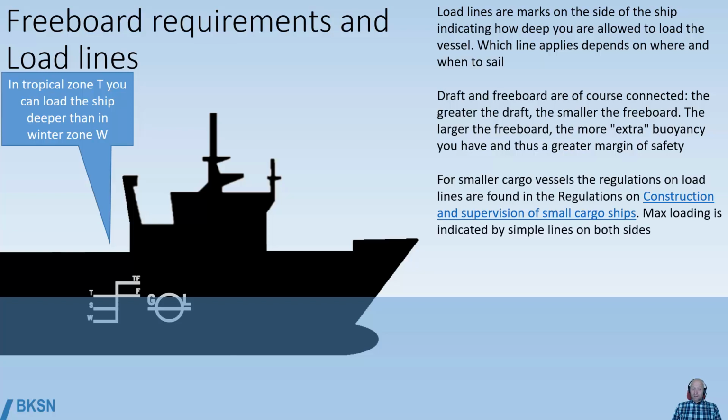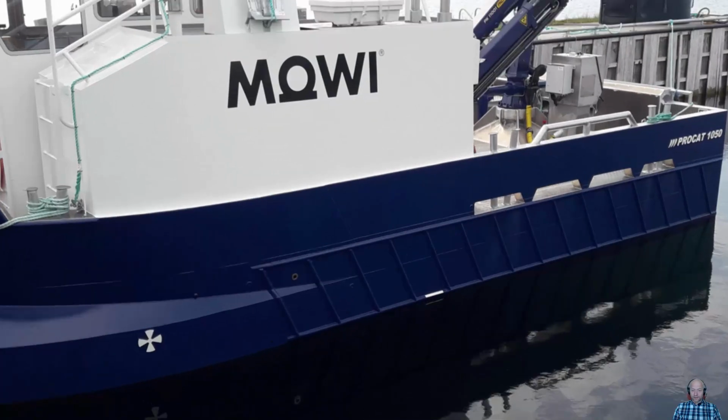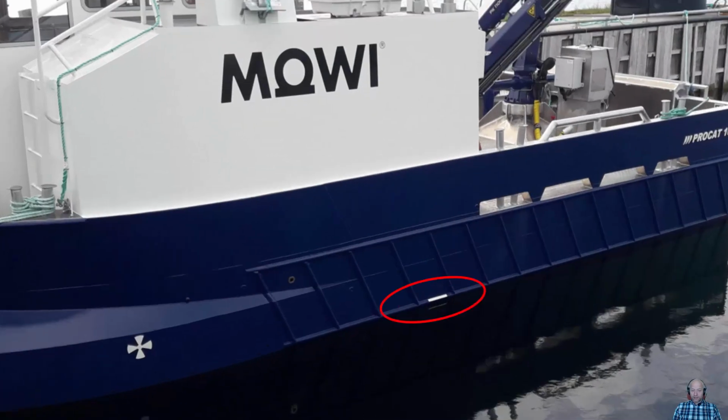Smaller cargo vessels don't have multiple load lines like this; they just have one load line. The regulations on load lines are found in the regulations on construction and supervision of small cargo ships, and the maximum loading is indicated by simple lines on both sides. We'll have a look at an example here, and we see the load line evidently marked on the ship's side on both sides.